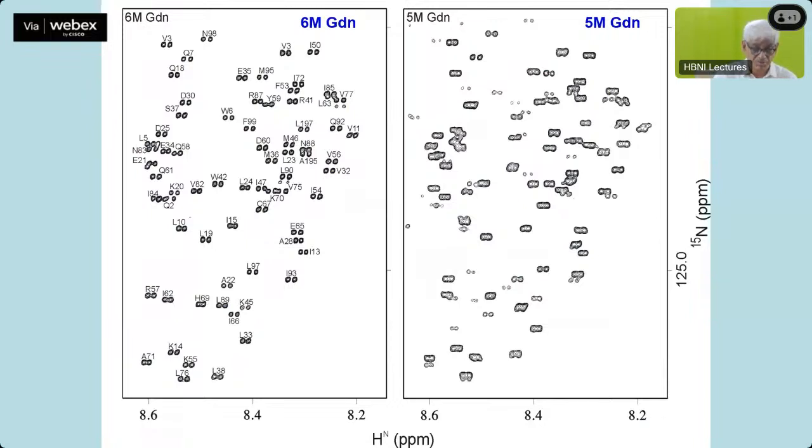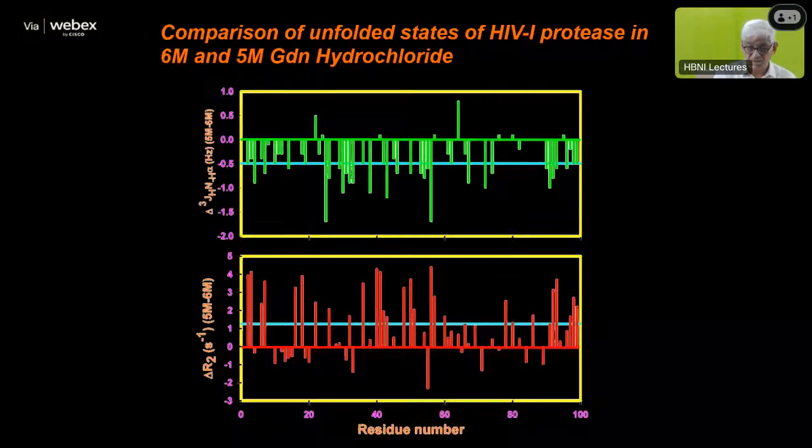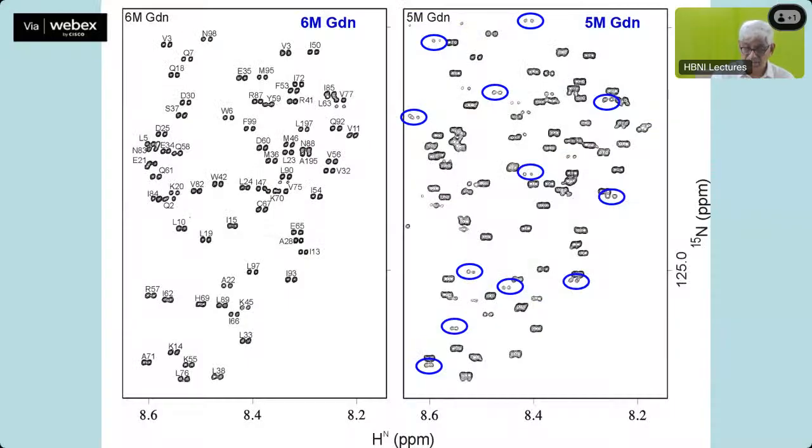This is HN-H alpha coupling. Okay, what was that here? These ones have sort of disappeared there. Very weak ones. They have become very weak. They broadened out.